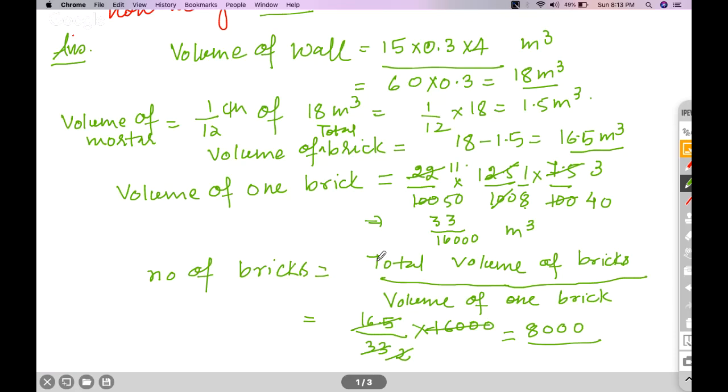And after noting it down, what I want you to do is, I have sent you a few questions on our WhatsApp group. Question number 14 to 18 you should solve.